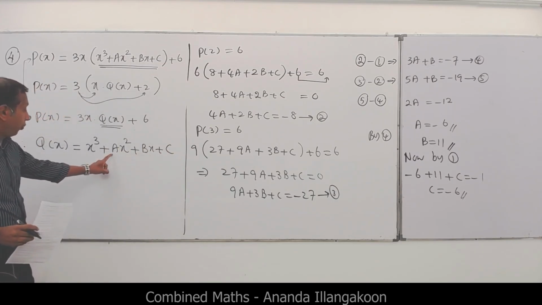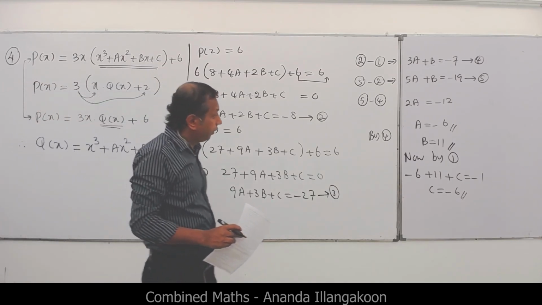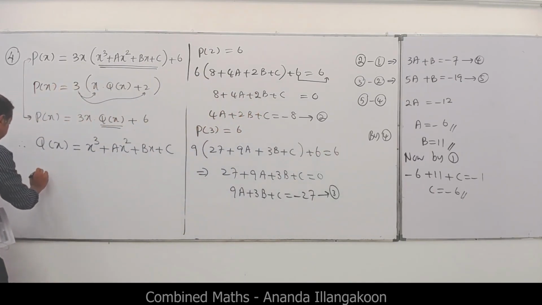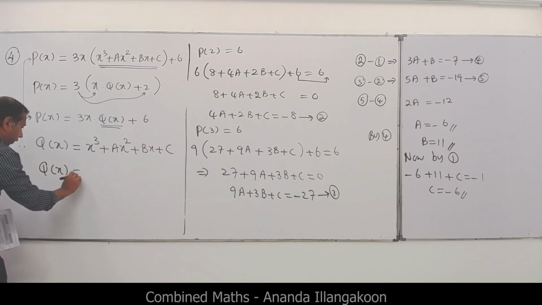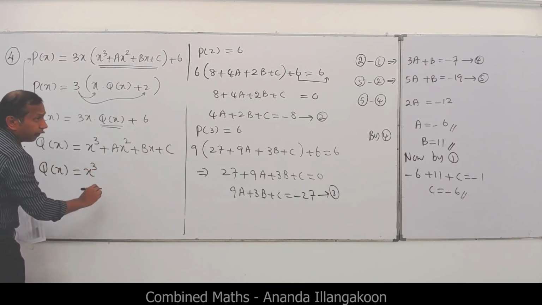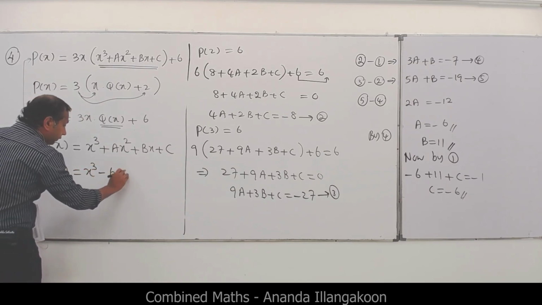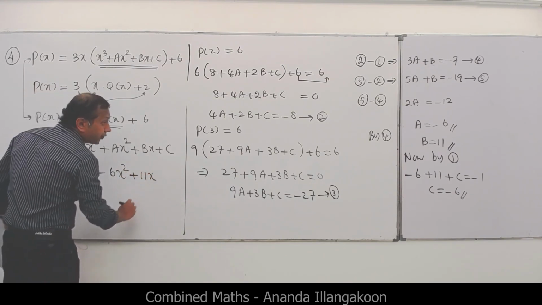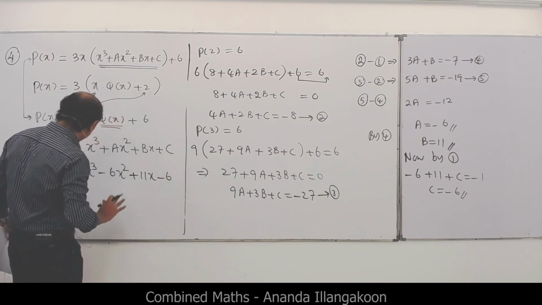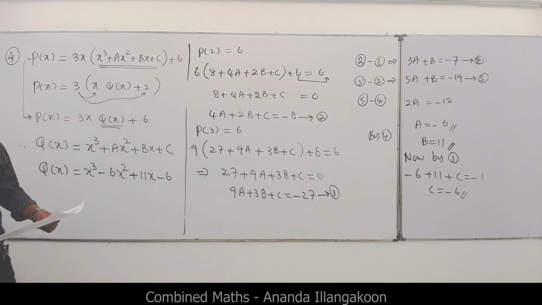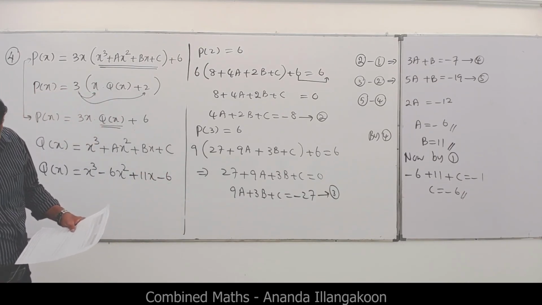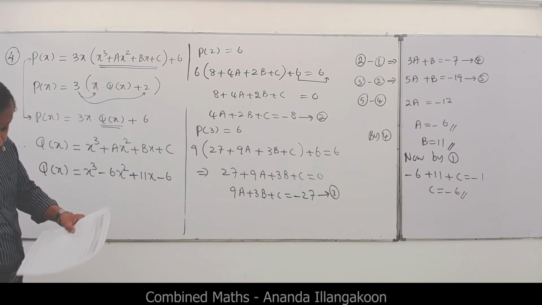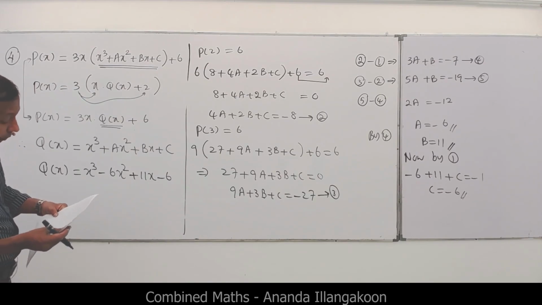Now we can find qx by substituting for a, b and c: a is minus 6, b is 11, c is minus 6. So x cube minus 6x squared plus 11x minus 6. This is our Qx. Now with this Qx, we are asked to show x minus 1, x minus 2 and x minus 3 are linear factors of Qx.